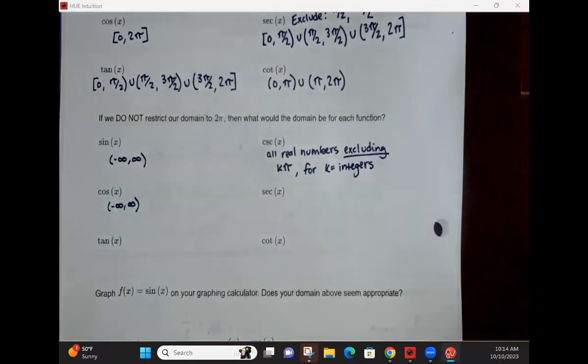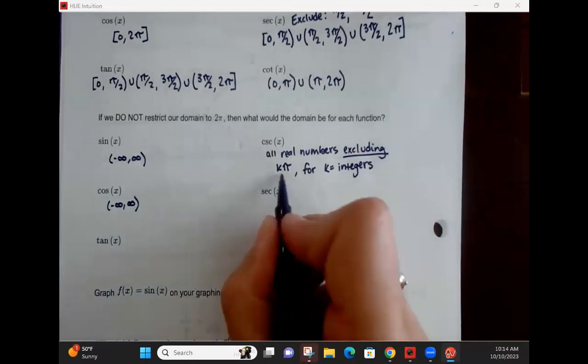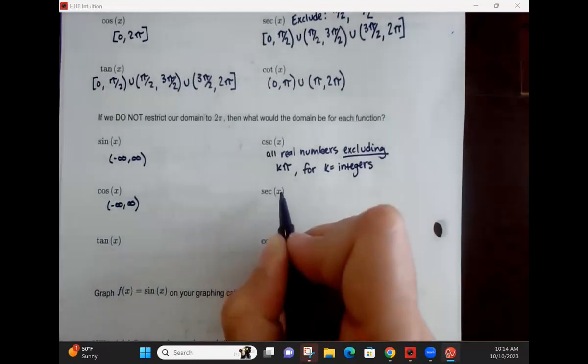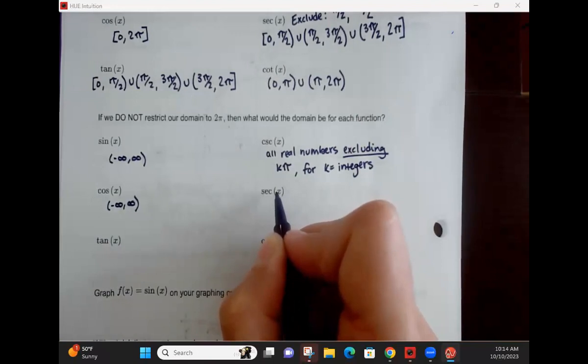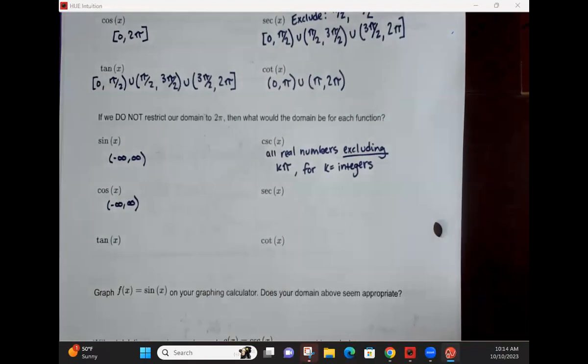For all integers, that would scoop up 0. So 0 pi is just 0. We excluded that. If k is 1, we get pi. If k is 2, we get 2 pi. If it's 3, 4, 5, integers also includes those negative whole numbers. So negative pi, negative 2 pi, negative 3 pi, so on and so on.